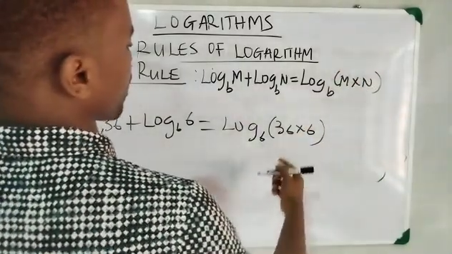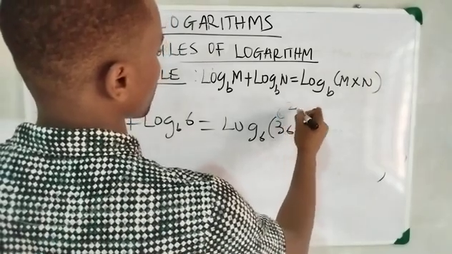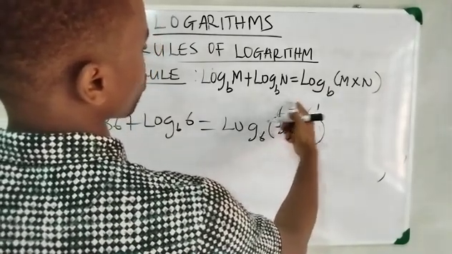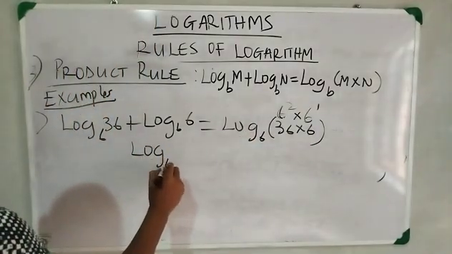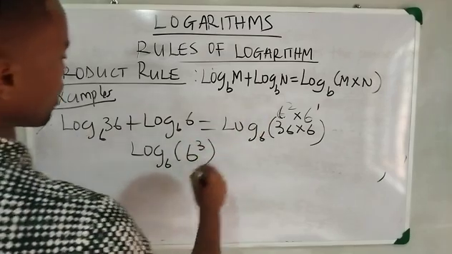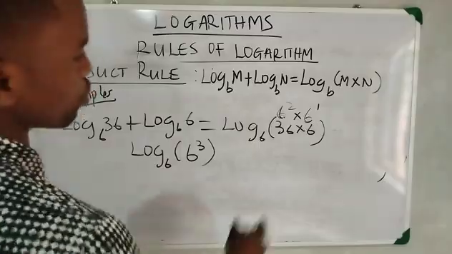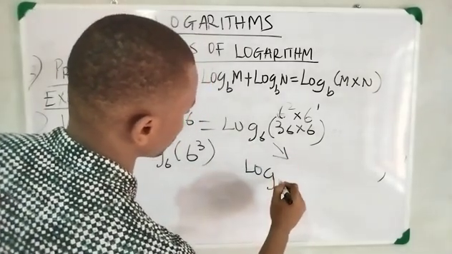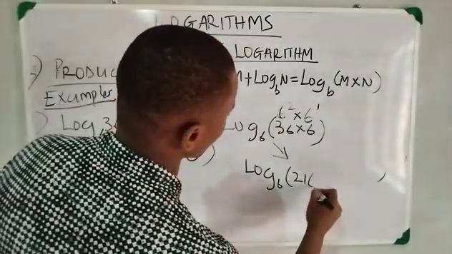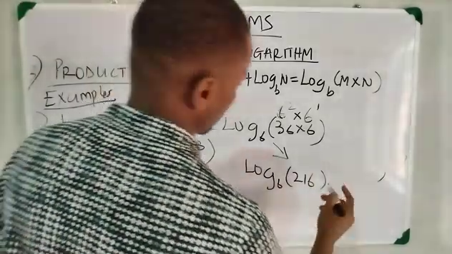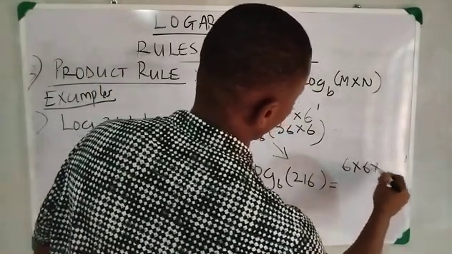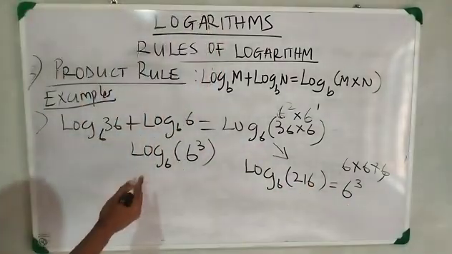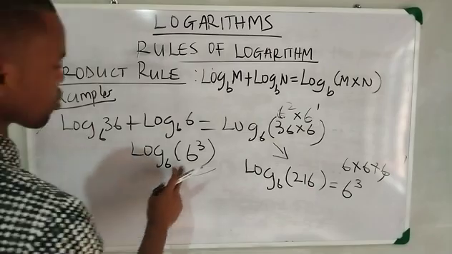Or you can just go ahead from here and represent 36 as 6 raised to the power 2, and represent 6 as 6 raised to the power 1. Since they are multiplying, their powers will add: 2 plus 1. This is the same thing as logarithm in base 6 of 6 raised to the power 3. So whatever method you choose, whether you use indices form or you break this down, what I mean is this: logarithm in base 6 of 216, and 216 is the same thing as 6 times 6 times 6, which is also 6 raised to the power 3. So no matter the method you choose, you will always end up here: logarithm in base 6 of 6 raised to the power 3.